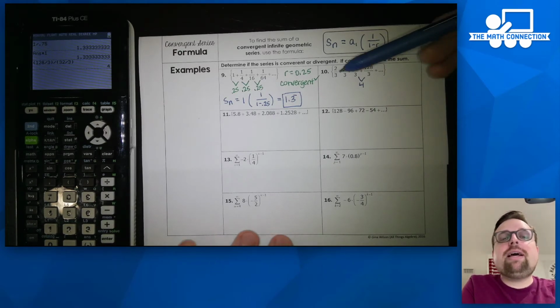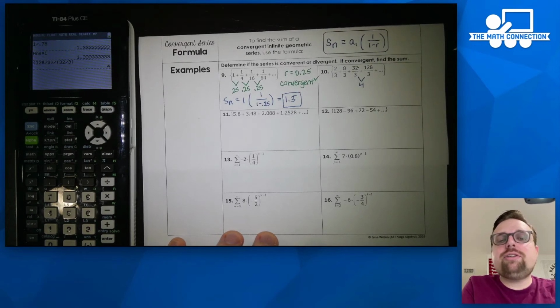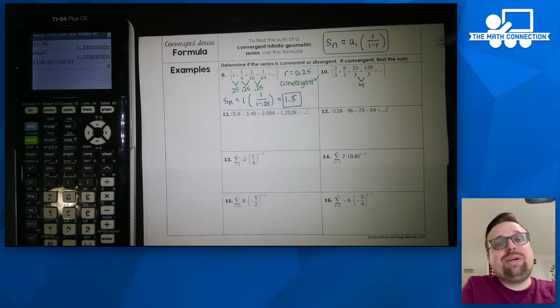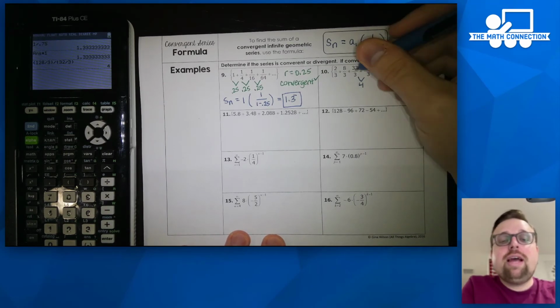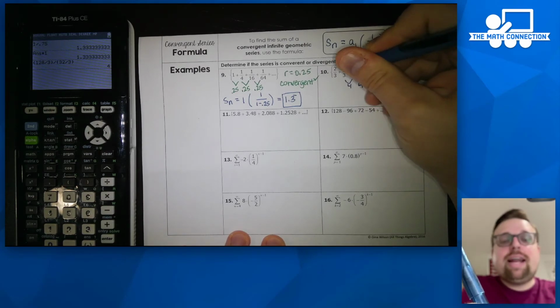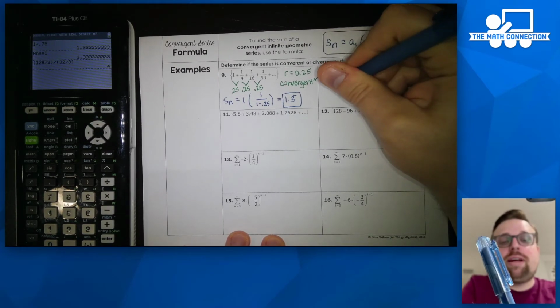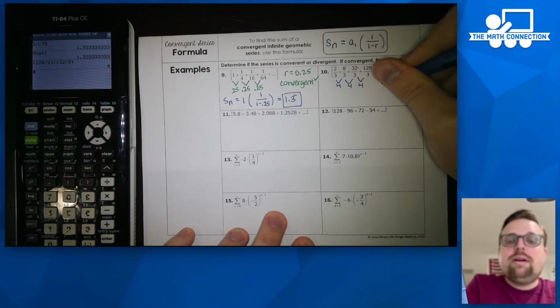And actually, because the denominator is not changing here, the numerator is changing, I really don't even need my calculator. I can just look at the numerators and find out what's happening. And 32 divided by 8 is going to give me 4 again. And 8 divided by 2 is going to give me 4 again. So I know that the common ratio here is 4.